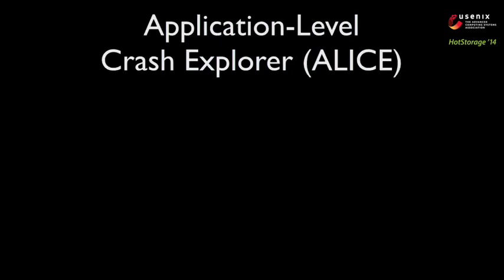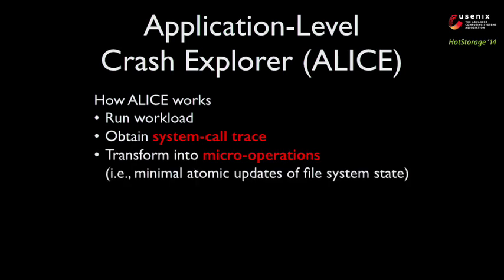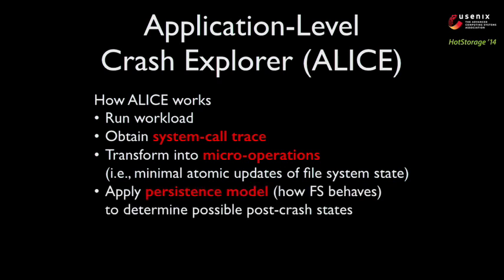So we decided we need another tool. This tool is called the Application Level Crash Explorer, ALICE, why not? And this is kind of similar but kind of different. We're going to run a workload, but we're going to obtain not a block level trace, because before we were looking at the file system and looking at a block level trace. Here we're going to look at an application level system call trace. And we're going to, of course, filter out some system calls, like things that aren't related to file I/O. And we're going to transform those into micro operations, these minimal atomic updates of file system state. And I'll show you what those are in a second.